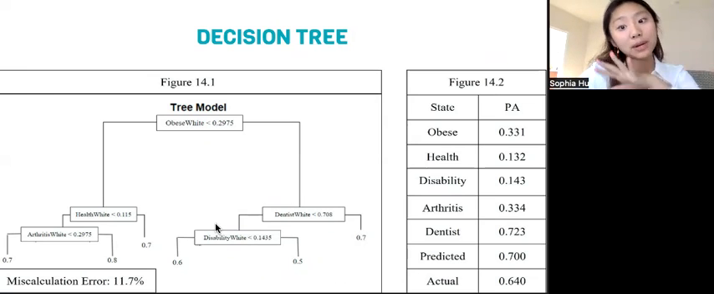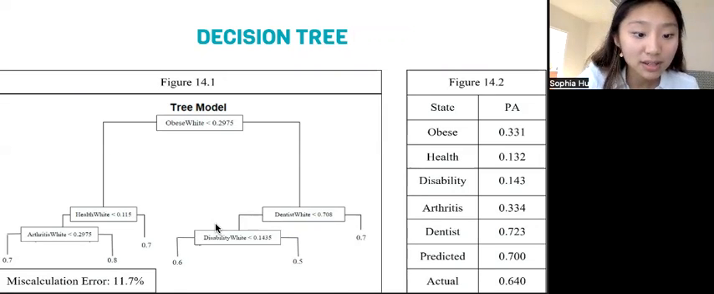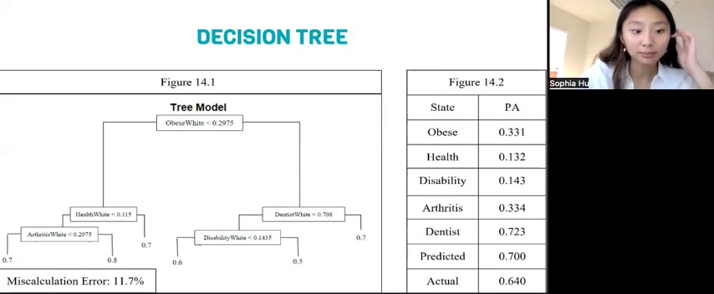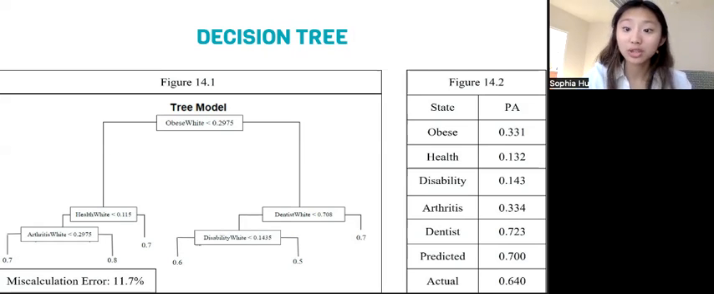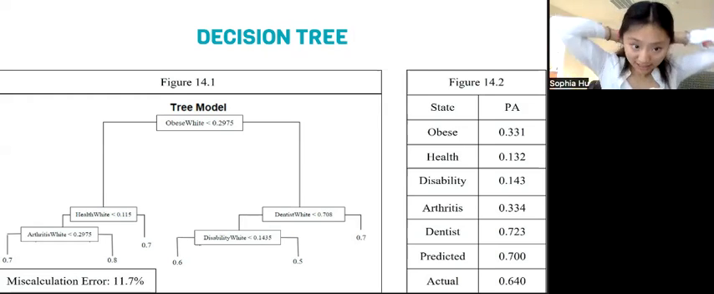After putting in all the socioeconomic variables, my decision tree picked out that obesity, going to the dentist, having a disability, reporting fair or poor health, and having arthritis were the most significant variables. It also spits out a miscalculation error, about 11.7% in this case, which is very low. To test whether my decision tree is accurate, I used the data from my own data table for my state, Pennsylvania.